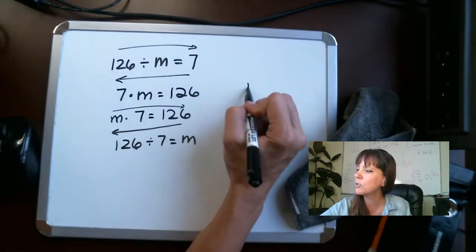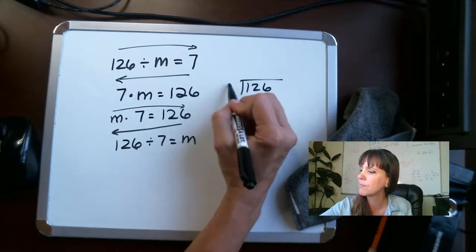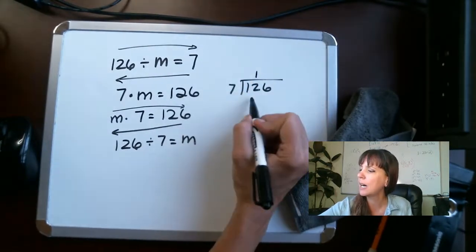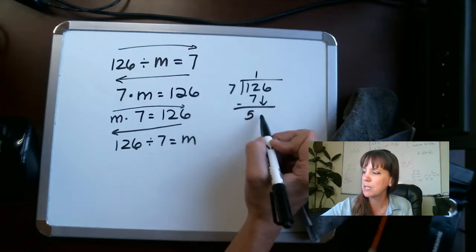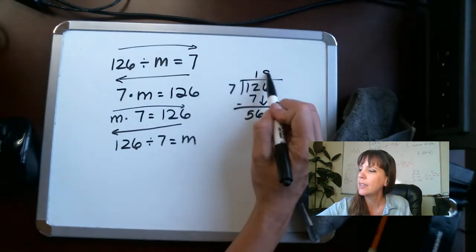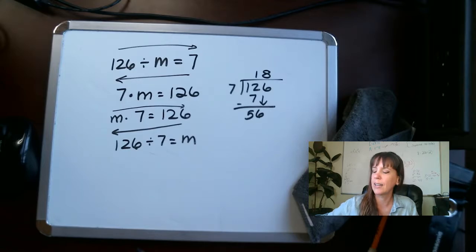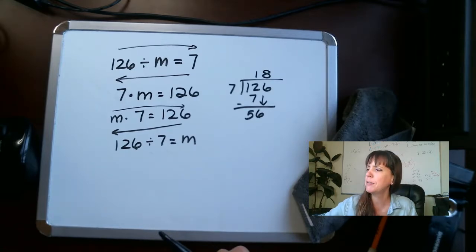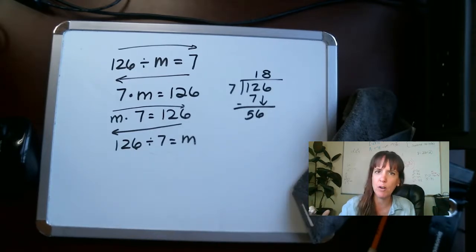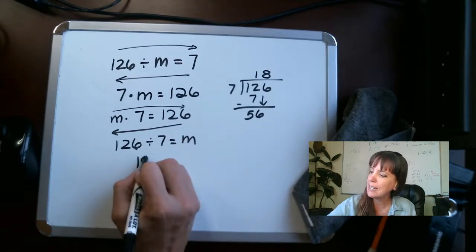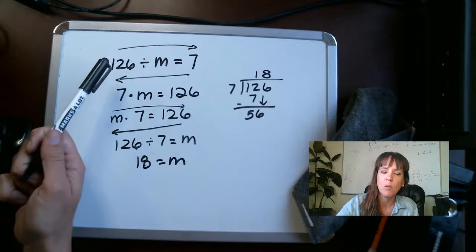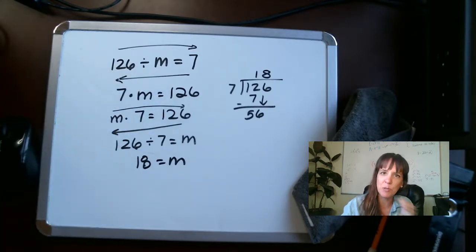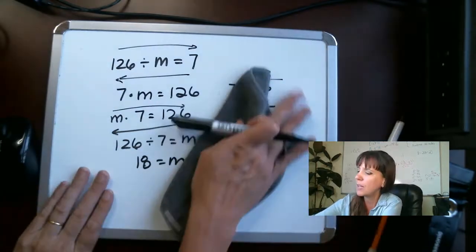Excellent, that's one we can do, so we're going to do some side work here. 7 goes into 12 one time without going over, then we get 5, minus. Every time we subtract, we do this, and then we get 56. 8 times 7 is 56, so we have no remainders. 18 equals M, and sure enough, if we go back up here, 126 divided by 18 will give us 7. Good, all right, so we got some practice problems to do.